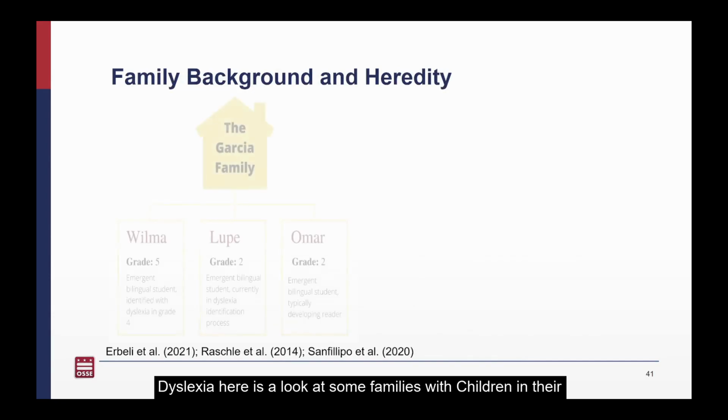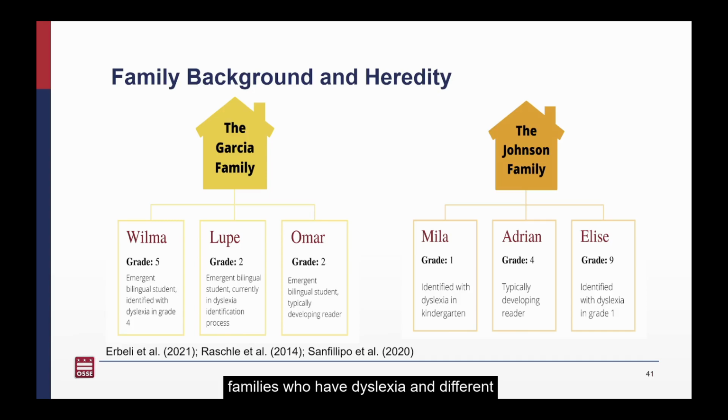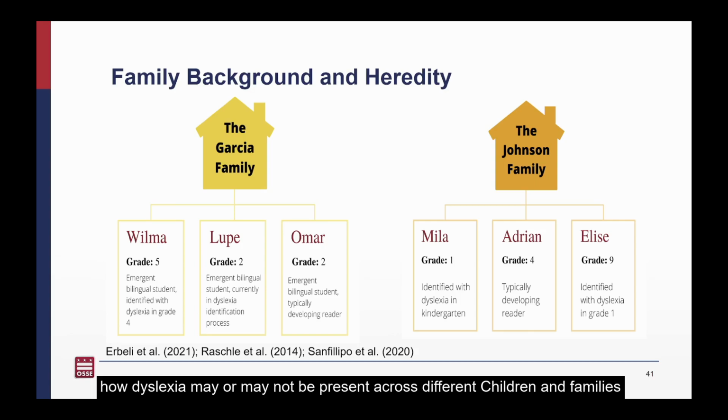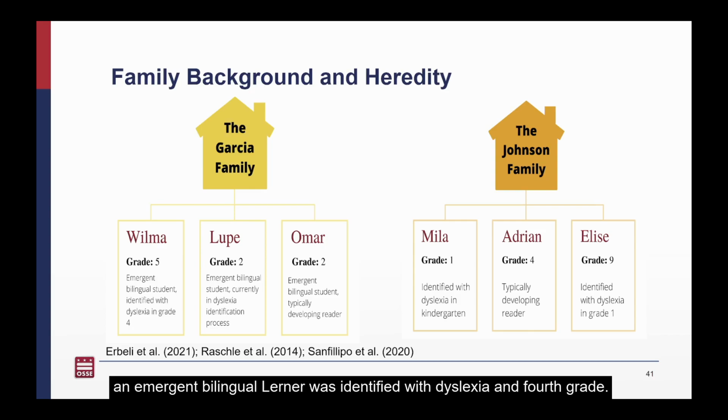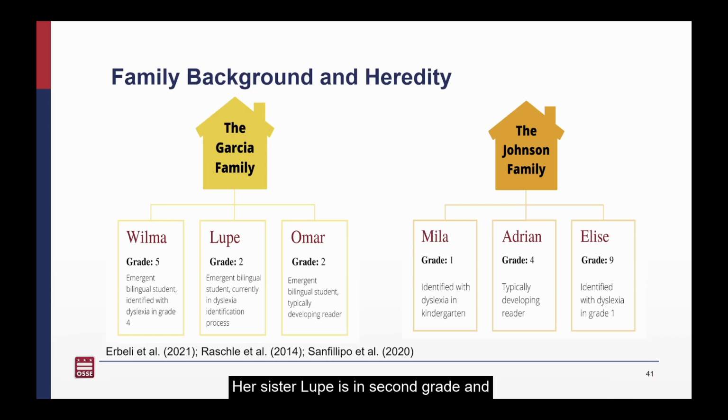Here is a look at some families with children who have dyslexia and different language background factors such as bilingualism. You can see in each of the family trees how dyslexia may or may not be present across different children and families. In the Garcia family, Wilma, an emergent bilingual learner, was identified with dyslexia in 4th grade. Her sister Lupe is in 2nd grade and is currently in the dyslexia identification process. Lupe's twin brother Omar is also an emergent bilingual 2nd grader who is a typically developing reader.